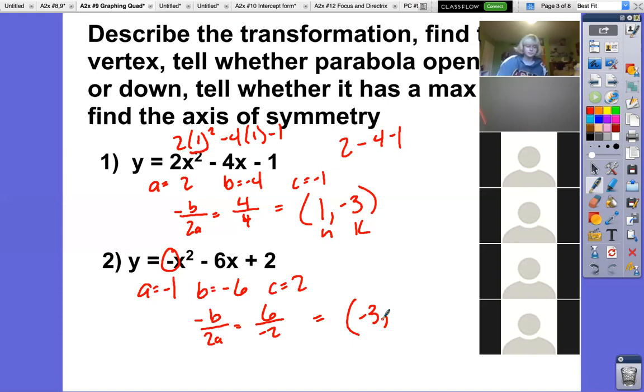Again, take about 30 seconds, plug it back in, make sure you don't make any silly mistakes. This is the number 1 most missed type of problem. Then I'm going to call on several people here, see what you got. So make sure you're getting ready to unmute.